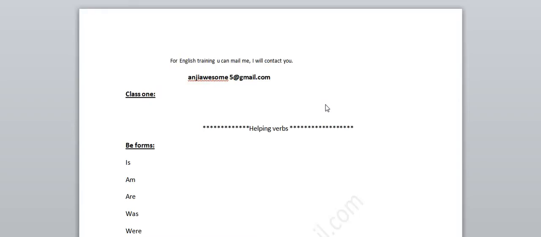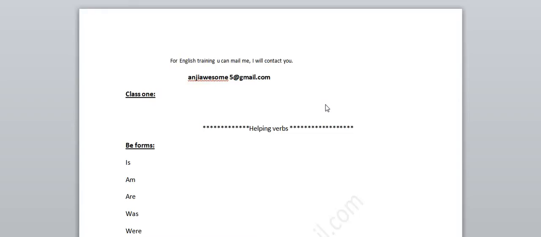Tenses are mainly classified into three types. Almost everyone knows this: present tense, past tense, and future tense. Each tense is subclassified into four types. What are those? One is simple present tense, present continuous tense, present perfect tense, and present perfect continuous tense. These are all four types of present tense. Likewise, the remaining two tenses are also subclassified into four types.